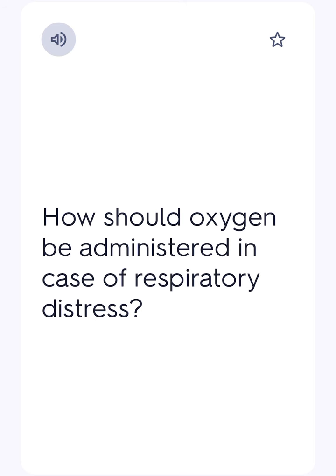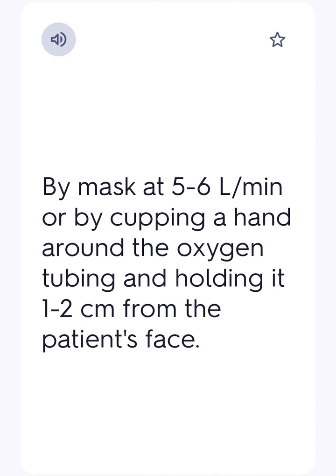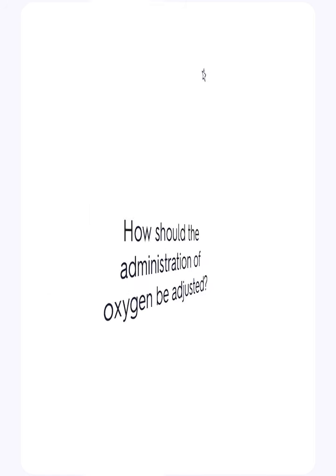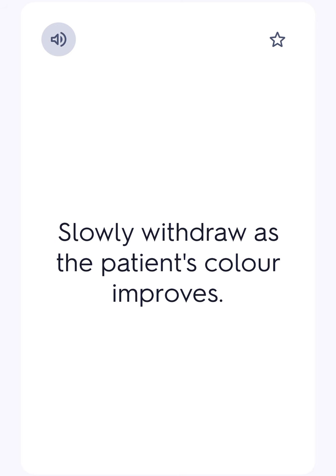How should oxygen be administered in case of respiratory distress? By mask at 5 to 6 liters per minute or by cupping a hand around the oxygen tubing and holding it 1 to 2 centimeters from the patient's face. How should the administration of oxygen be adjusted? Slowly withdraw as the patient's color improves.